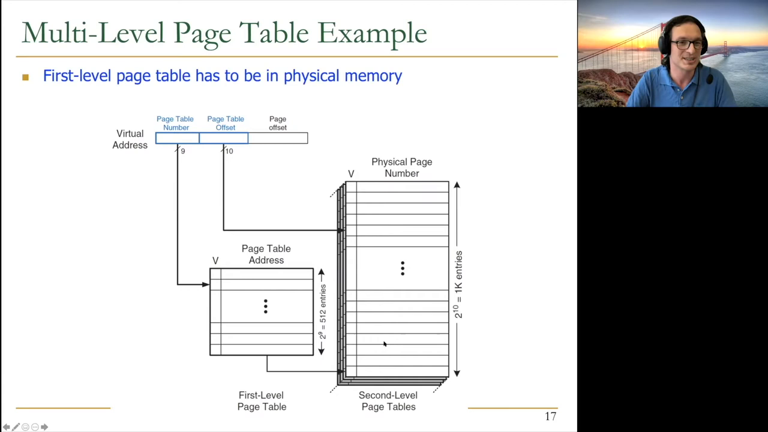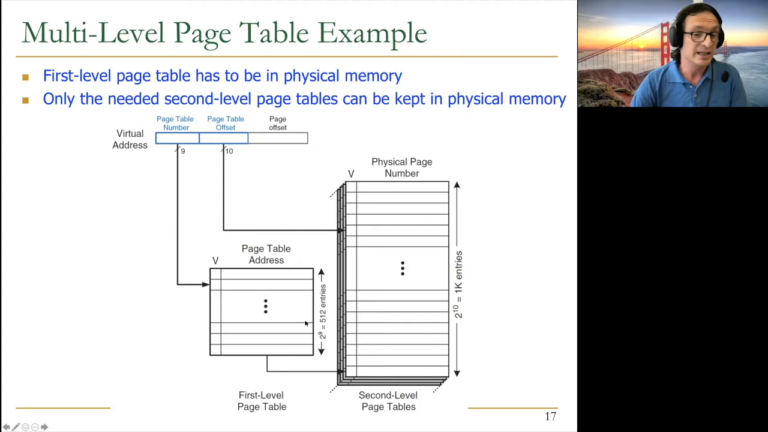And as I said, only the first level page table has to be in physical memory, which can be very easily accommodated, as you can see over here now. It's only 2 to the 9, 512 entries. And if each entry is 4 bytes, then it's only 2 kilobytes, right? Very small. Okay. And only the needed second level page tables can be kept in physical memory.